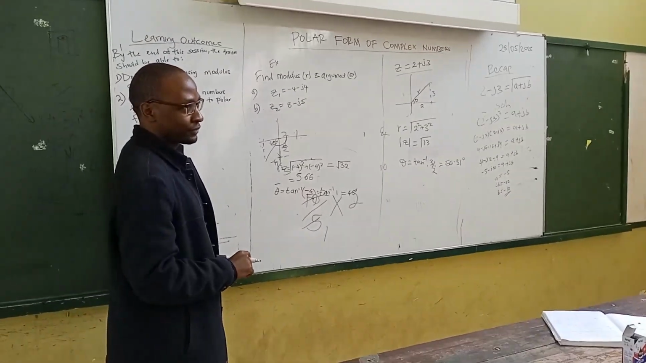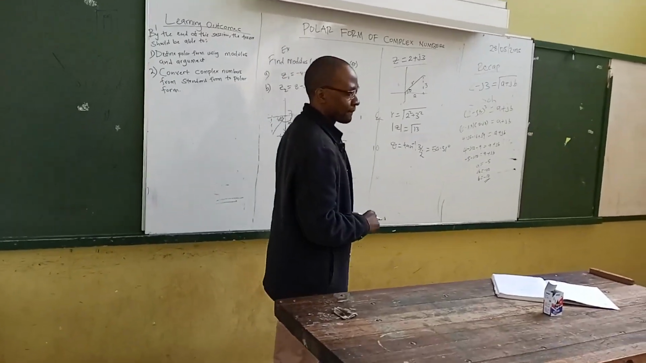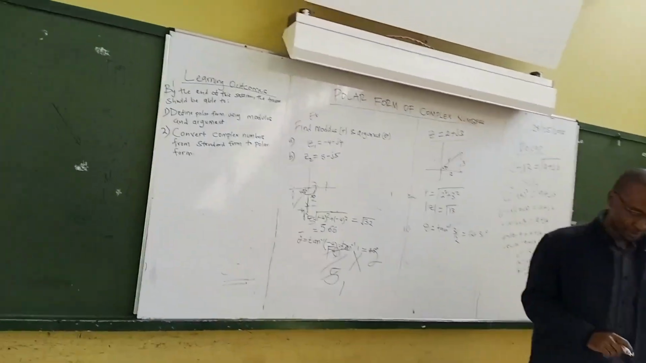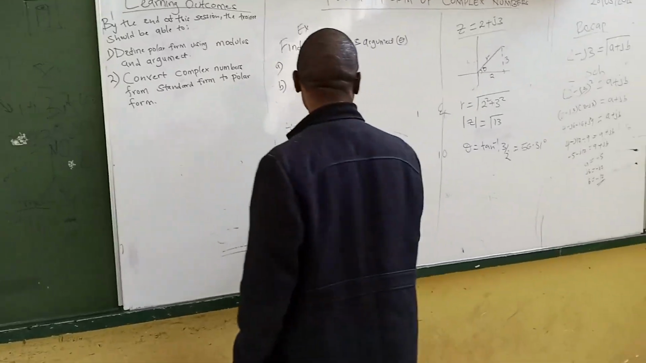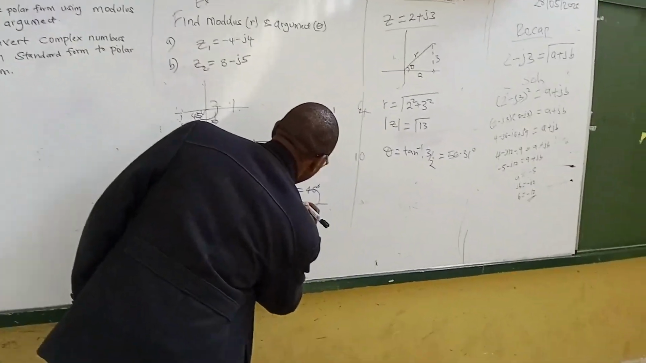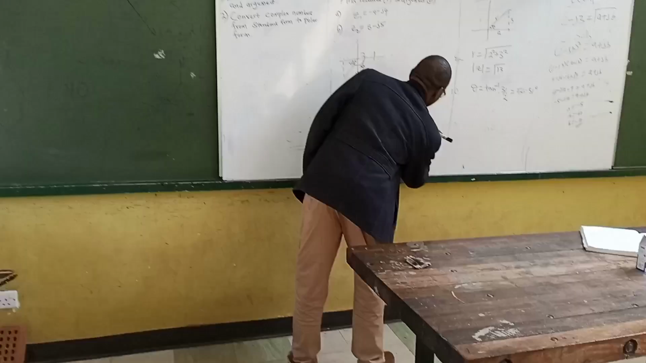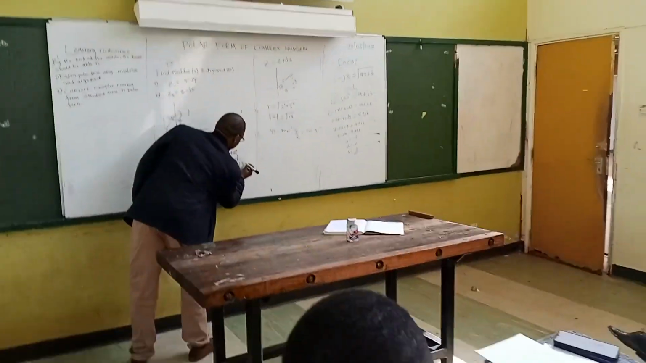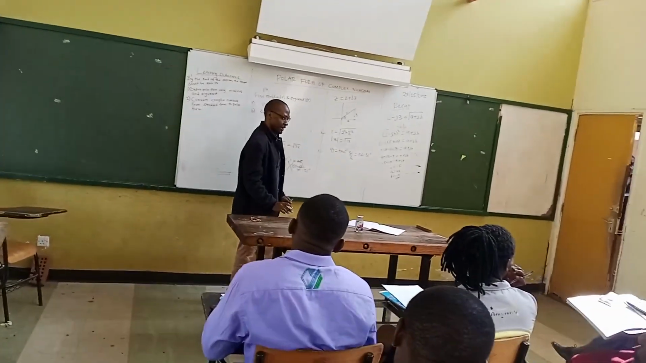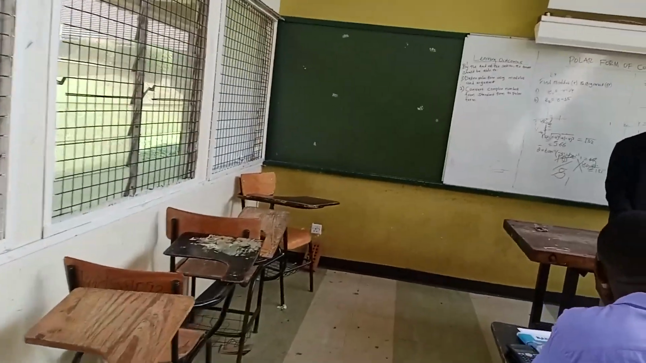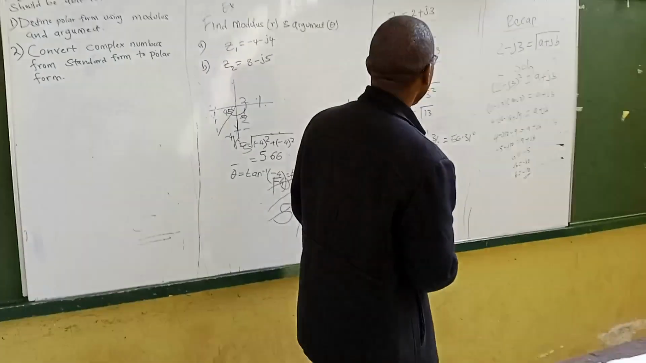So it will be 1 minus 45, so our number is 180 minus 45, which is 135 degrees. That's our argument. Okay, let's proceed. We now have to introduce the polar form.